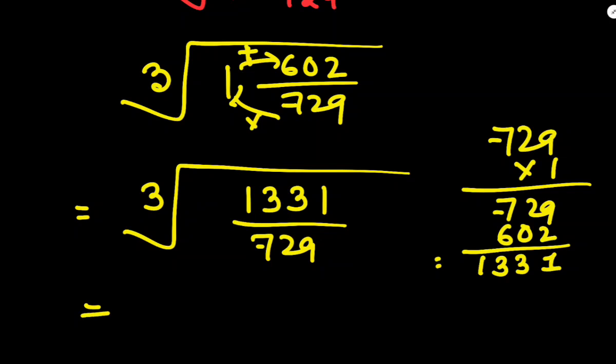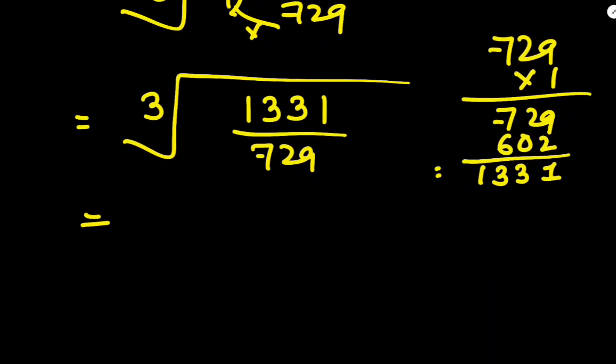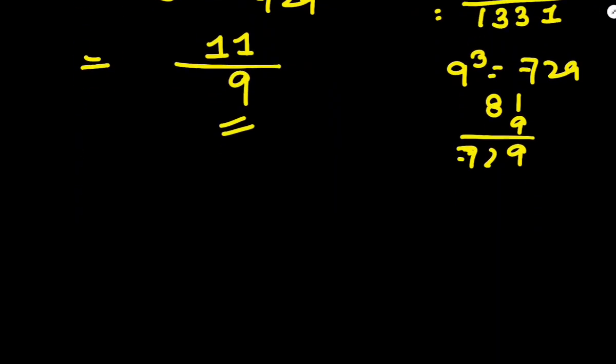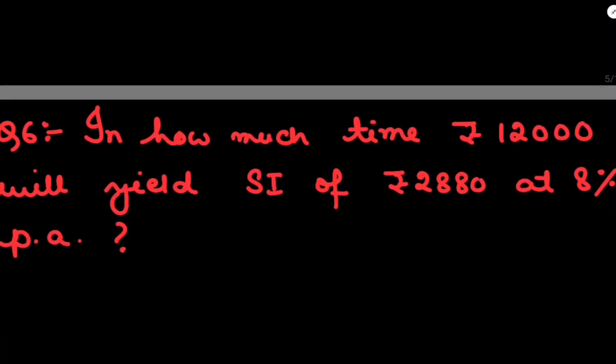1331. Now it's a very special number, 1331, whose cube root is known. Cube root of 1331 is 11, and 729 obviously is 9 cube. 9 cube is 729. You can verify this, 9 square is 81. 81 into 9 is 729. So my final answer is 11 by 9. That's all. Very easy. Moving on. Question number 6.